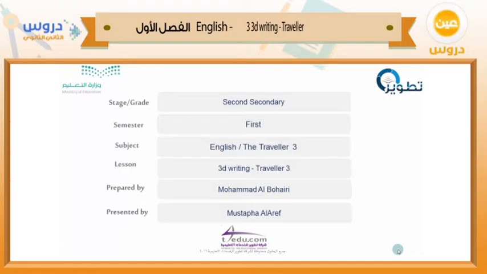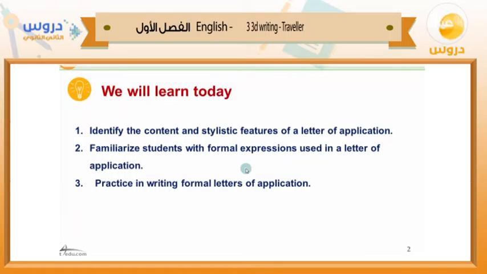Welcome to a new second secondary lesson for today for your book, The Traveler 3. And today we have writing. As you can see, what we'll learn today, we have three main objectives. Number one, identify the content and stylistic features of a letter of application. Number two, familiarize students with formal expressions used in a letter of application. And three, practice in writing formal letters of application.